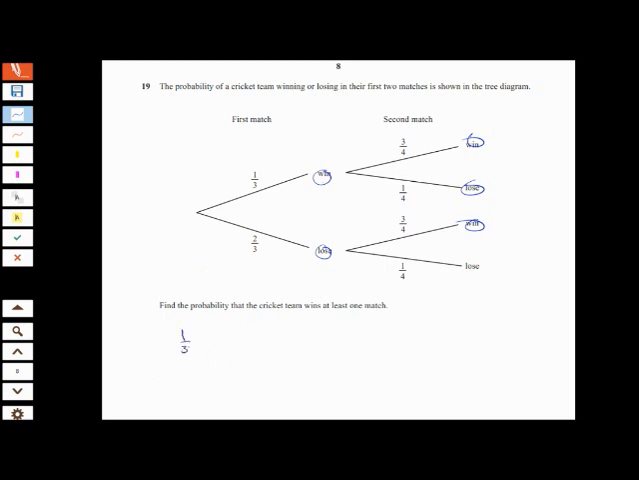So 1 over 3 times 3 over 4 plus this one, and this plus this one, 1 over 3 times 1 over 4, plus this times this, 2 over 3 times 3 over 4, and that should give you 5 over 6.